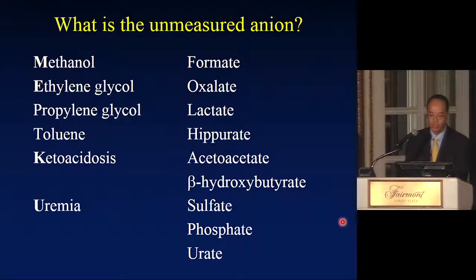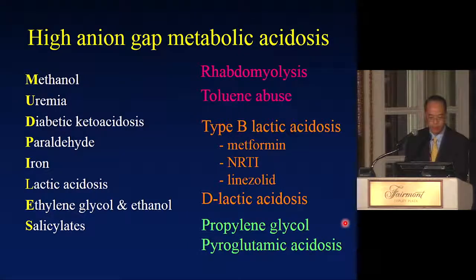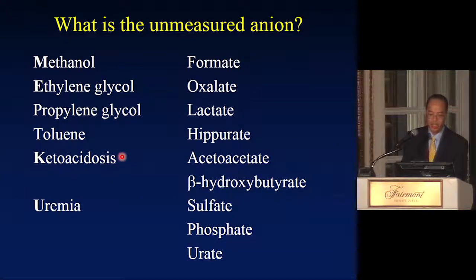Okay, so in some cases, it's pretty obvious why these cause high anion gap acidosis, for example, lactic acidosis. In many of these other cases, it's not at all obvious because they're not actually acids. And the reason that they cause an anion-gap acidosis is in some cases because they're metabolized to acids or that they stimulate acid generation in the body. So methanol is metabolized to formate, ethylene glycol to oxalate, propylene glycol to lactate, toluene to hippurate.